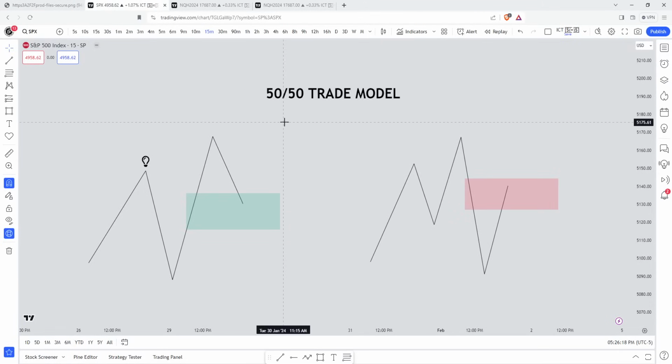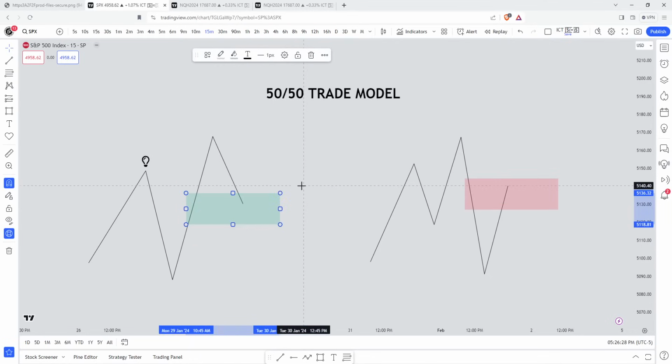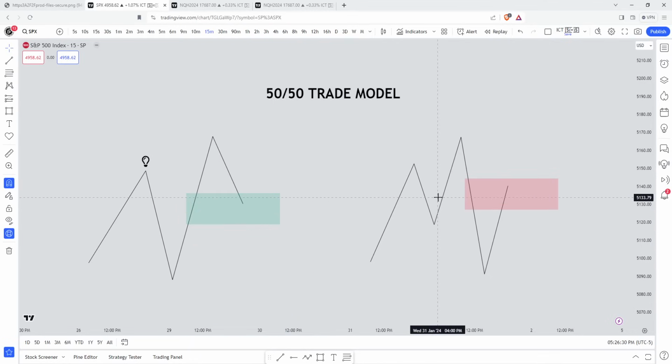So if you're just going onto a lower time frame chart, looking for a bullish market structure shift after price takes out liquidity with a fair value gap, with no idea of where price is already going, then this is a 50-50 trade model. Similarly for the bearish idea.